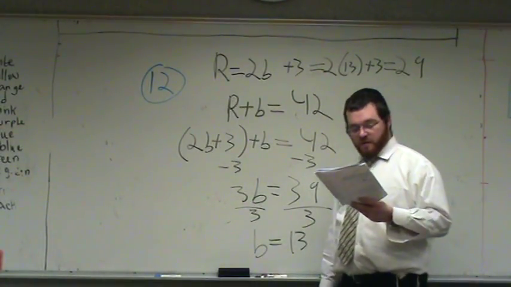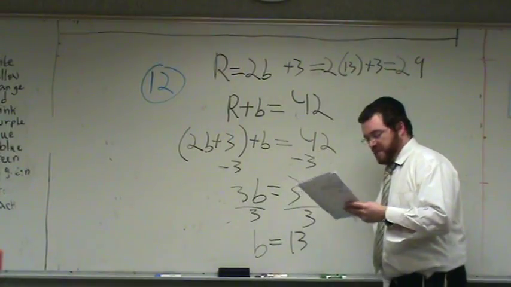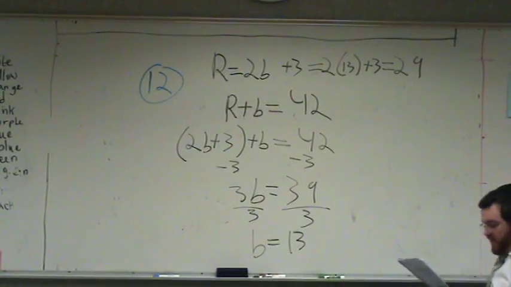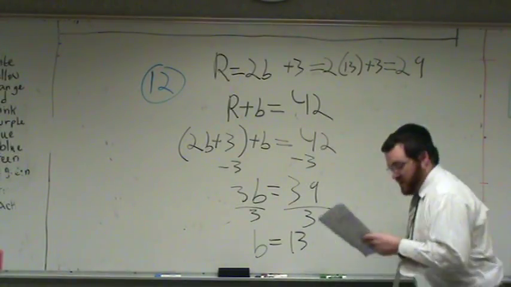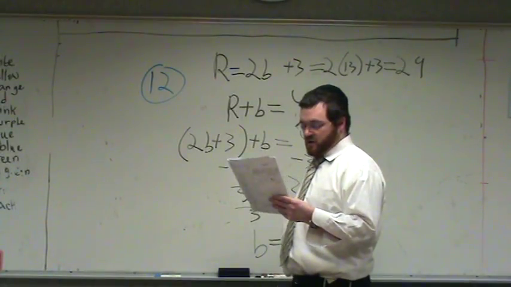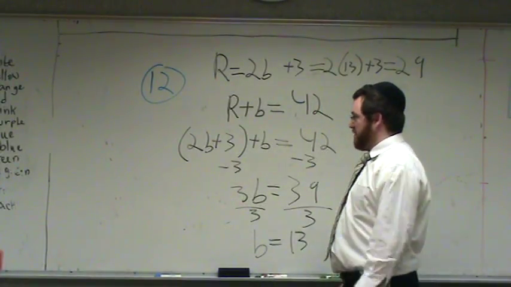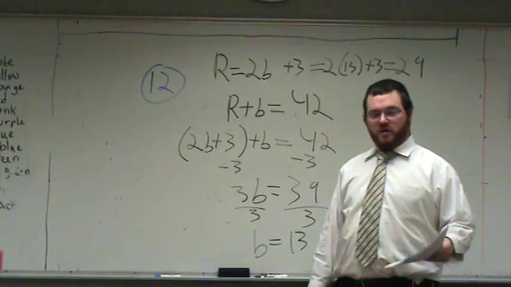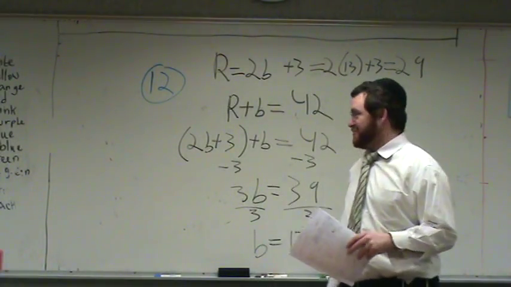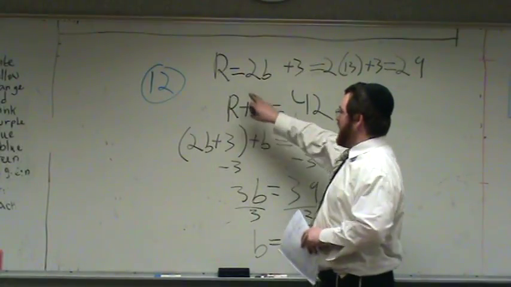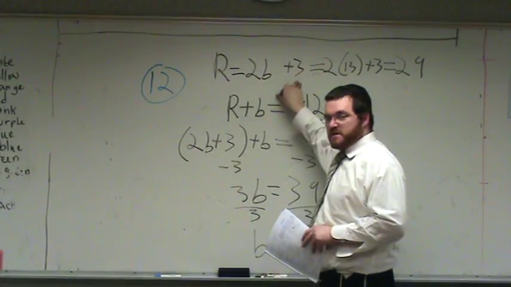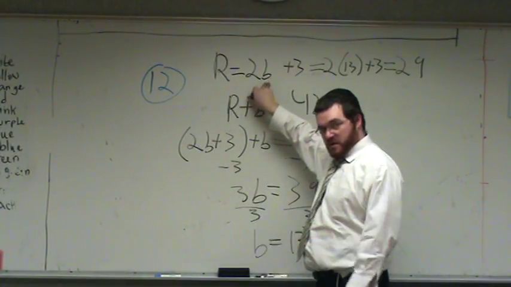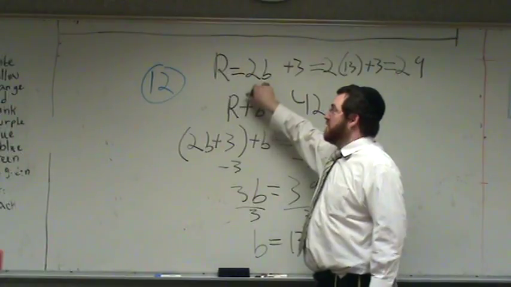Question 12. Pam is playing with red and black marbles. The number of red marbles she has is 3 more than twice the number of black marbles she has. She has 42 marbles in all. How many red marbles does Pam have? Remember, we're taking into account that she didn't lose any of her marbles. So she has 3 more than 2 times the amount of black marbles. That's what she has red.